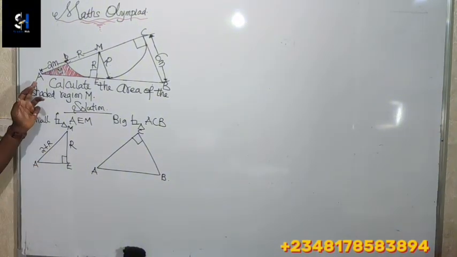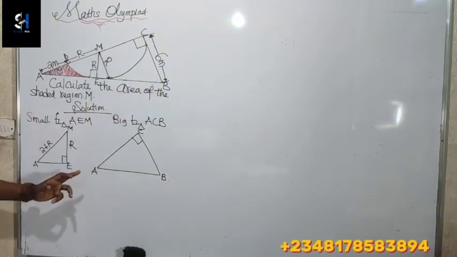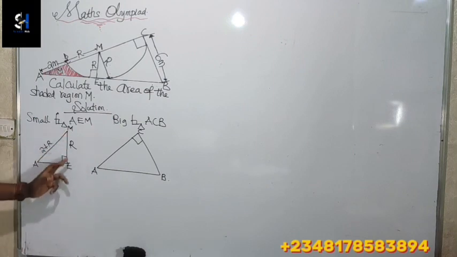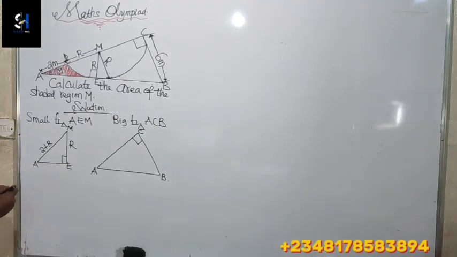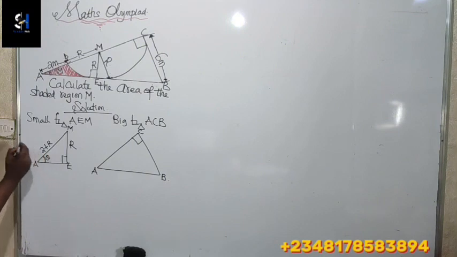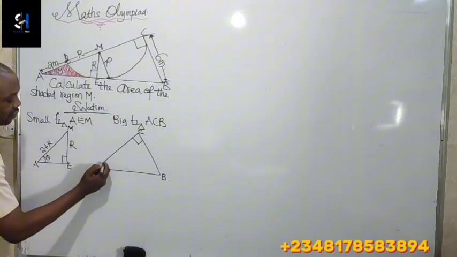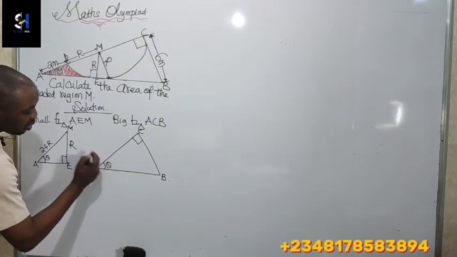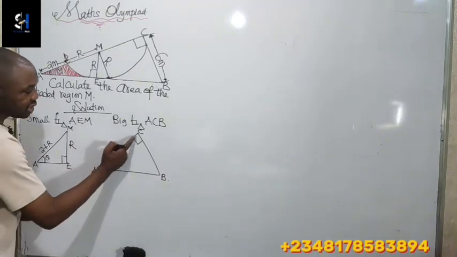The same A we have for ACB is what we have for AEM, that's AEM. All right. So let's consider that. Let's say we have a small angular measure at A. Let's say we label that as theta. So we are going to have the same angle for right triangle ACB.